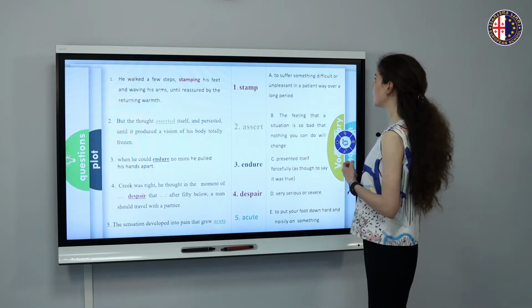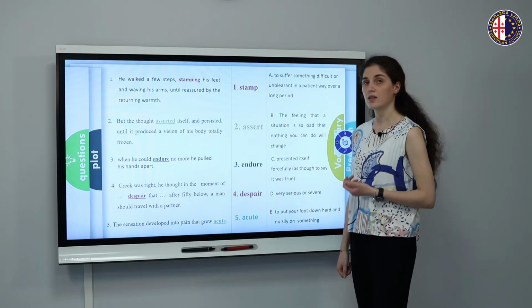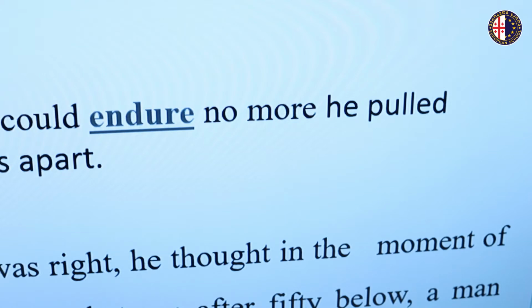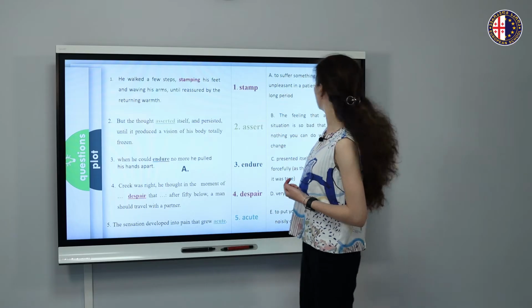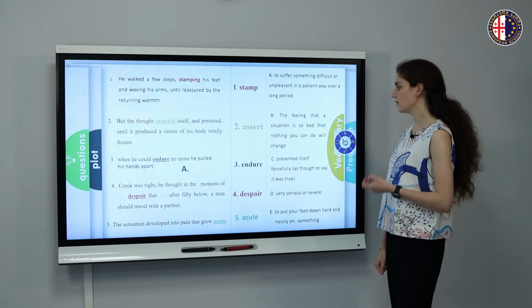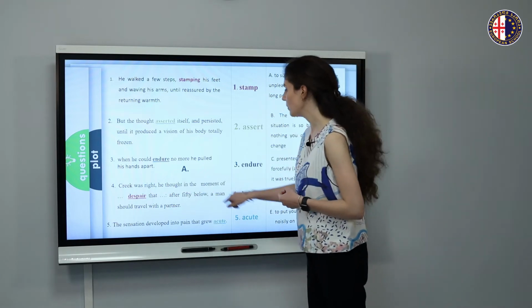A, to suffer something difficult or unpleasant in a patient way over a long period of time. This must be the third sentence, when he could endure no more. Now let's look at the B. The feeling that a situation is so bad that nothing you can do will change the situation. This must be a moment of despair.